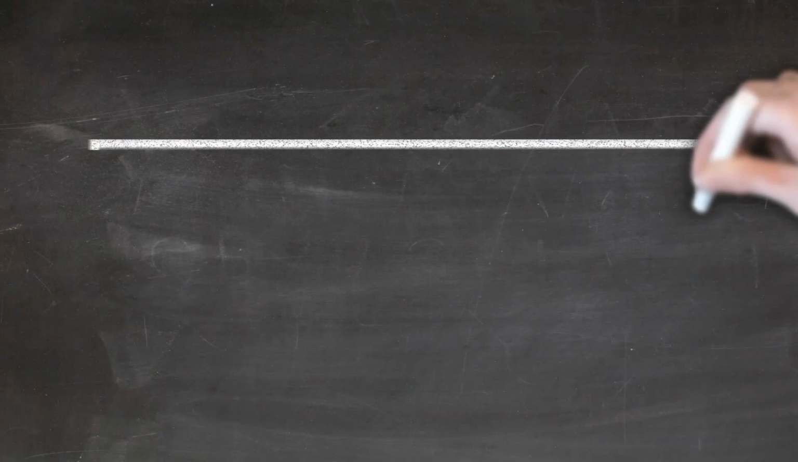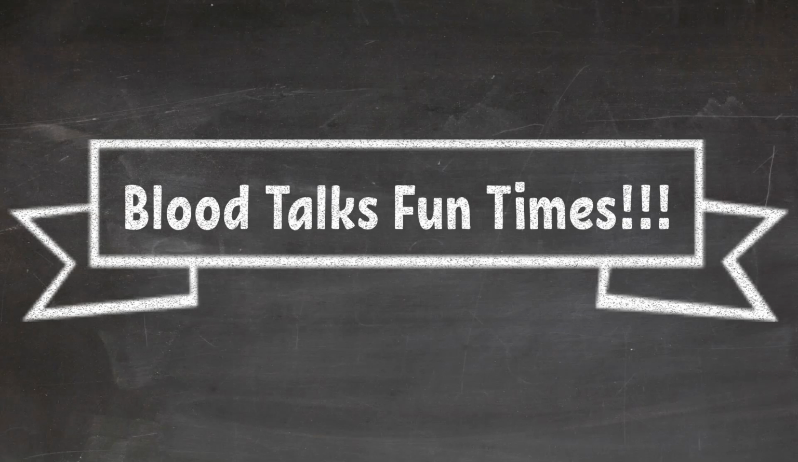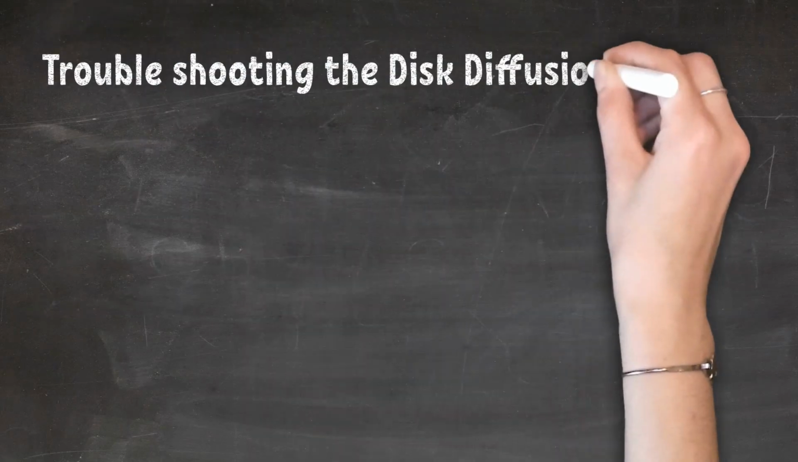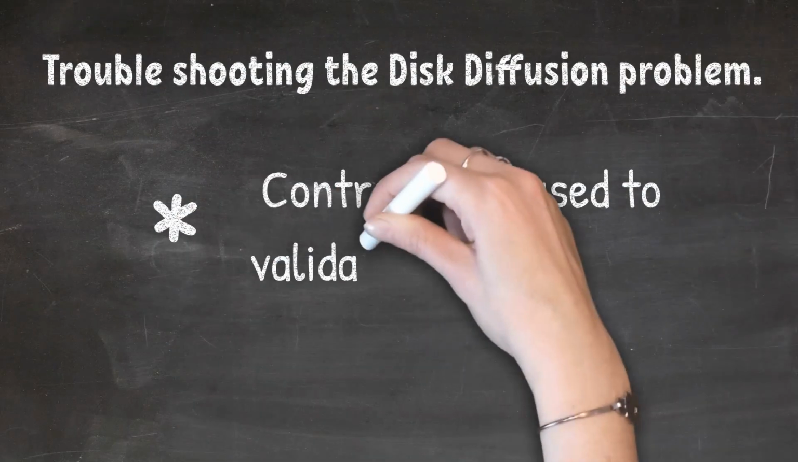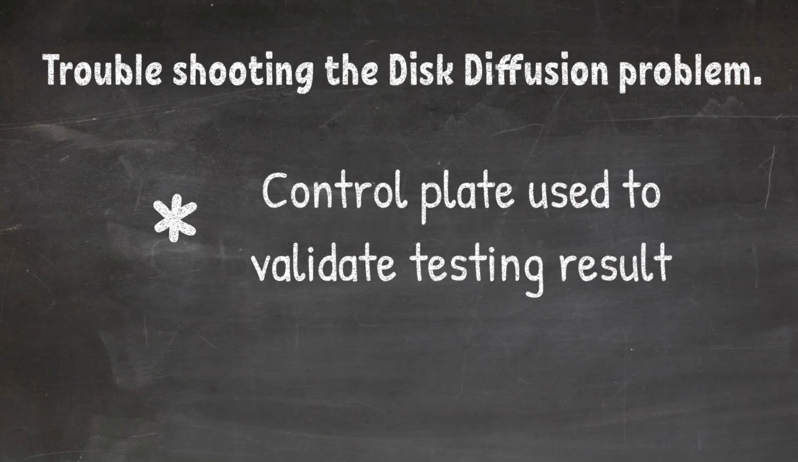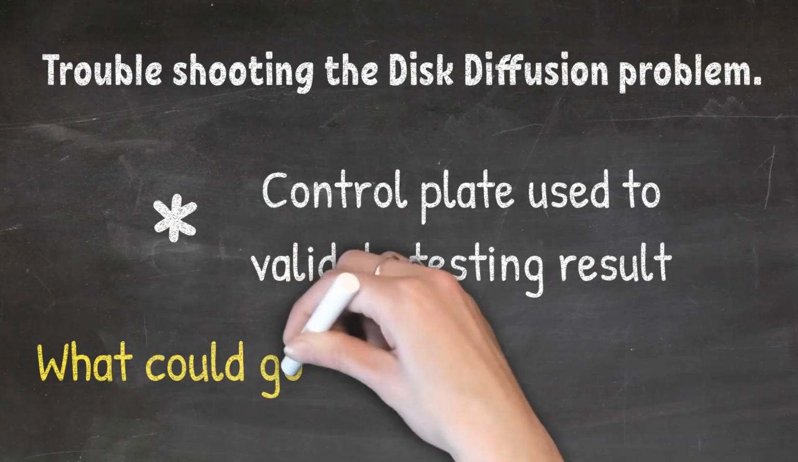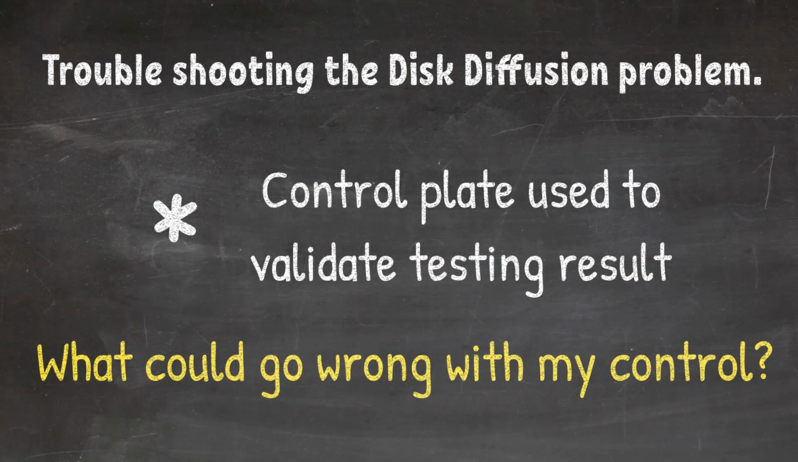This is Blood Talk fun time! Troubleshooting disc diffusion problems. A control plate is used to make sure that the result is valid. When the control fails, there are steps that can be taken to troubleshoot the disc diffusion problem.